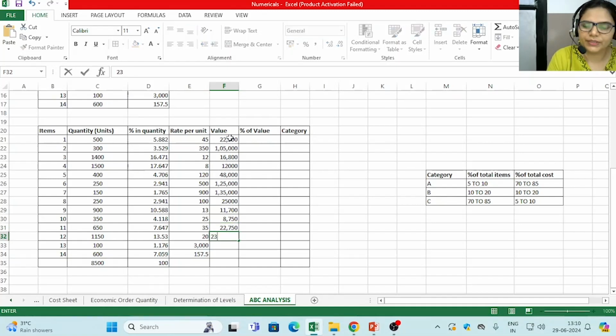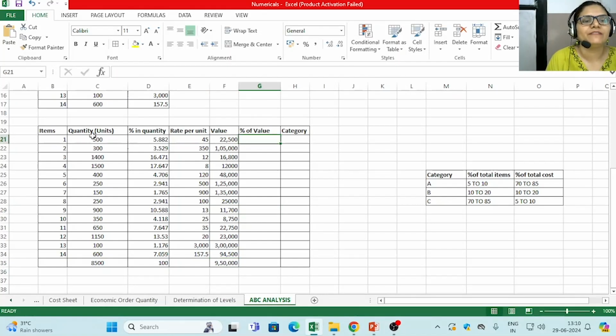Next is 23,000. Next is 3 lakh. Next is 600 into 157, which is 94,500. Next is we will do the total of all the values we have derived after multiplying value with number of units. 9,50,000.